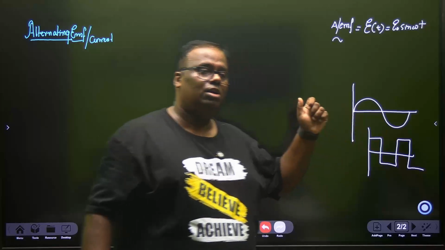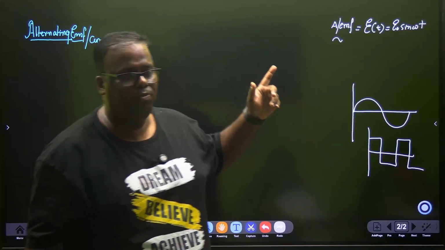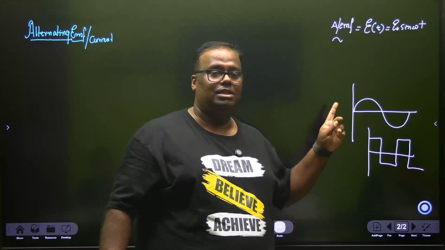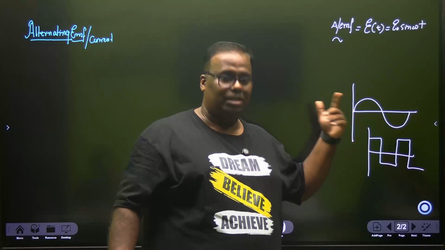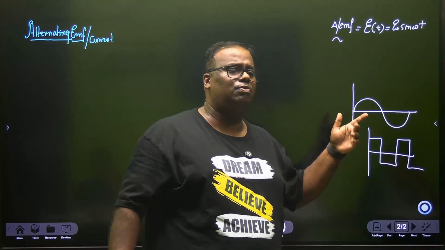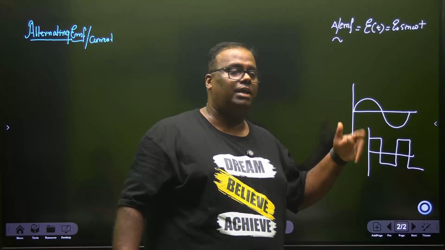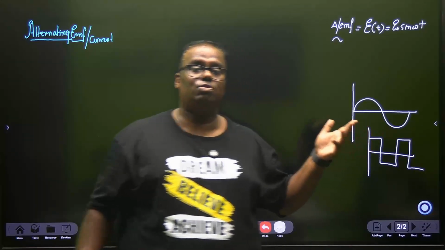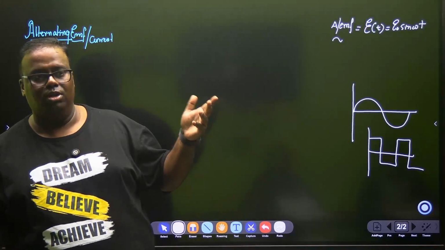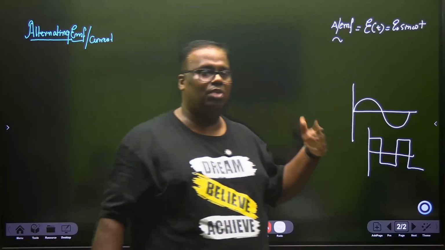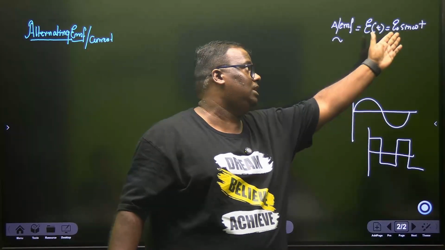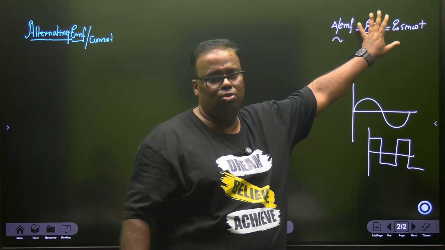And we saw that EMF is always given by minus d phi by dt, and phi was BA cos theta. So when we made theta as omega t, we got E equal to E naught sine omega t. So this much is known to you, right?